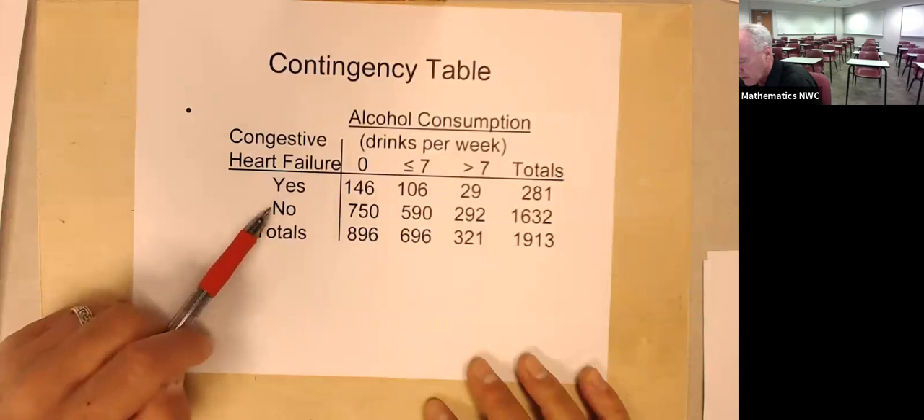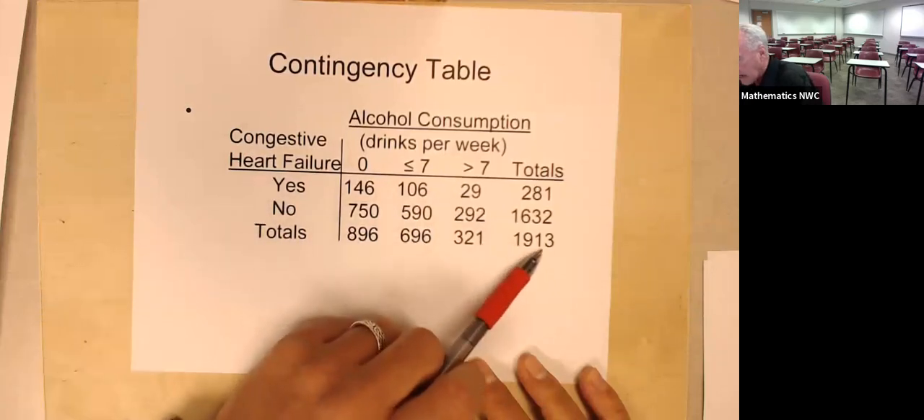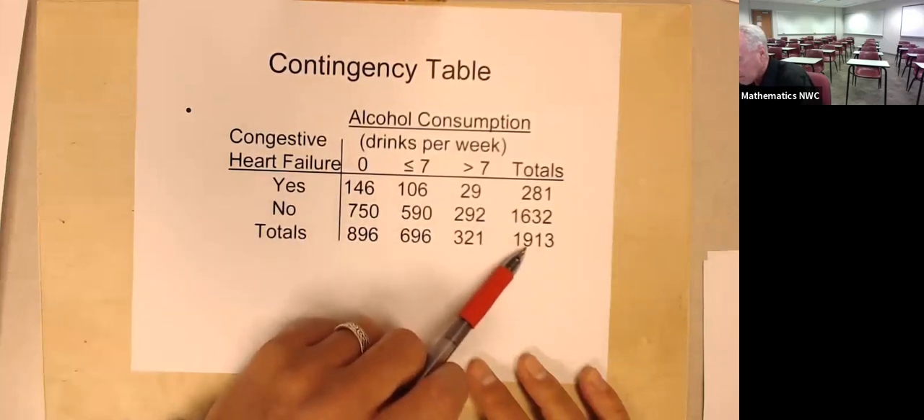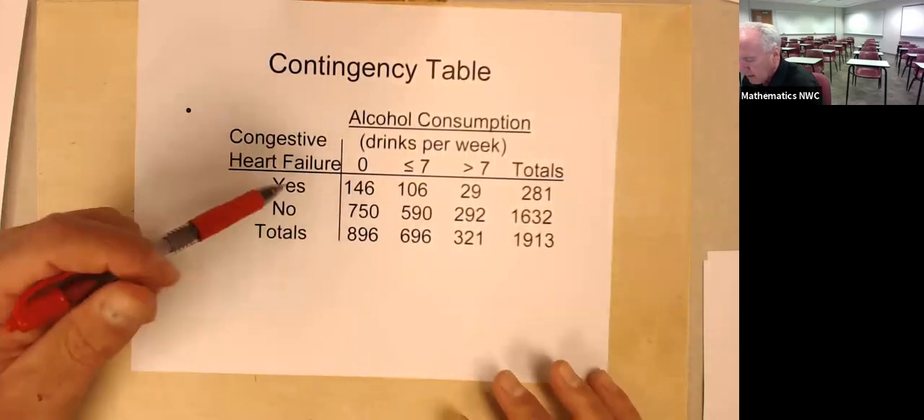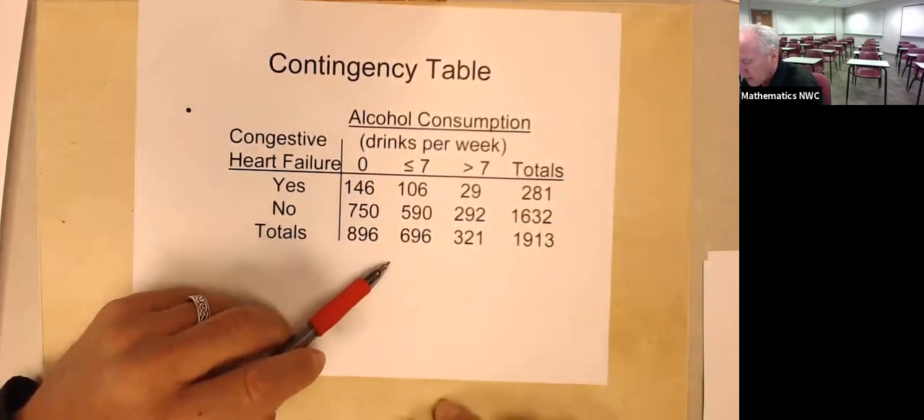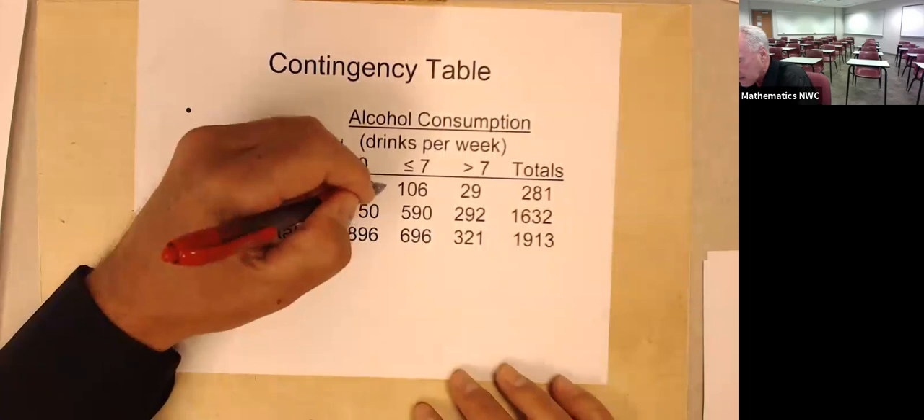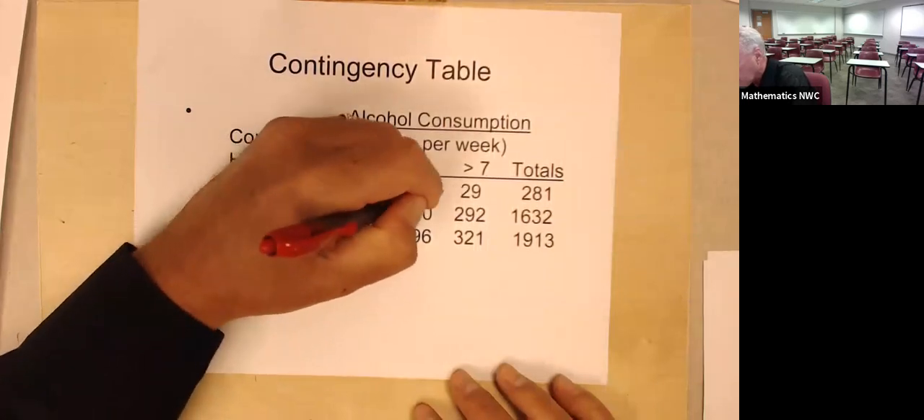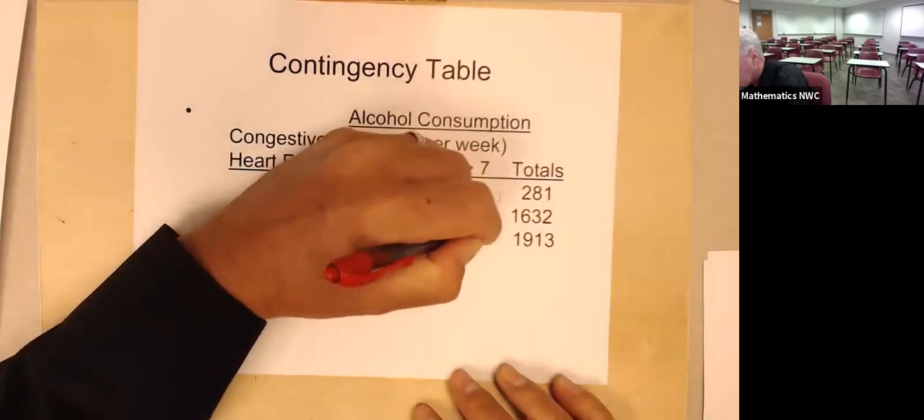Congestive heart failure, yes or no? Look at the size of the study. Pretty big numbers, 1,913 people. That's a lot. Okay, what do I have to do first? I'm hoping that you would say I have to get these expected counts for these 6 cells.